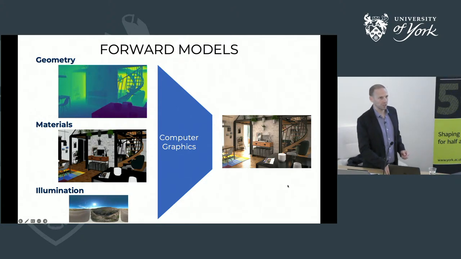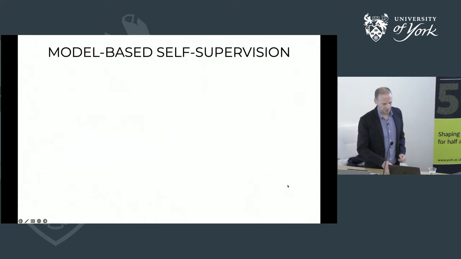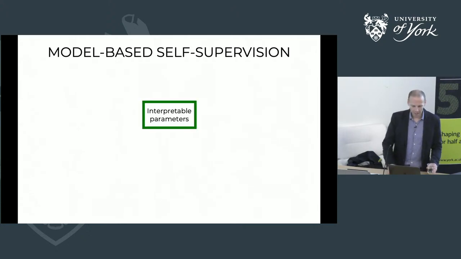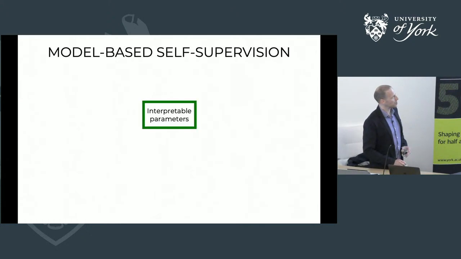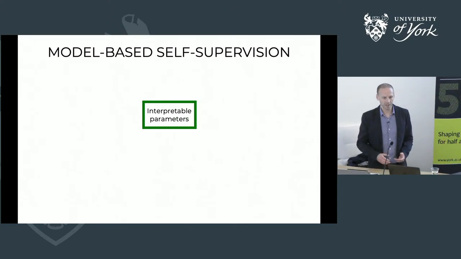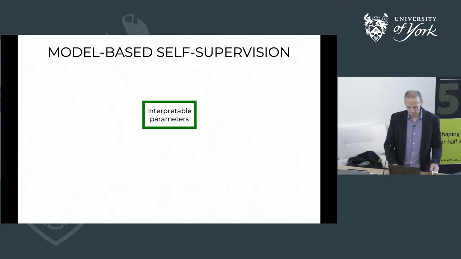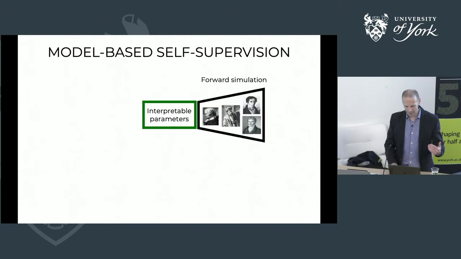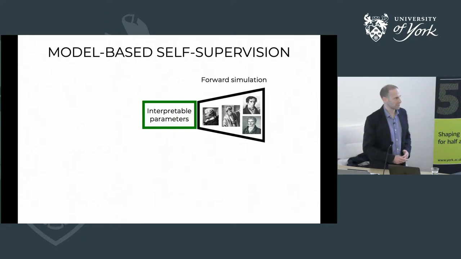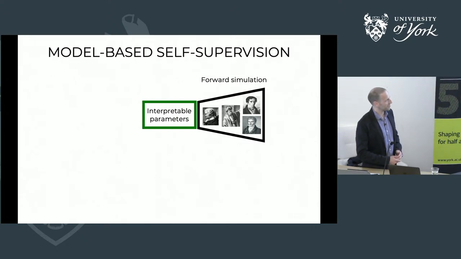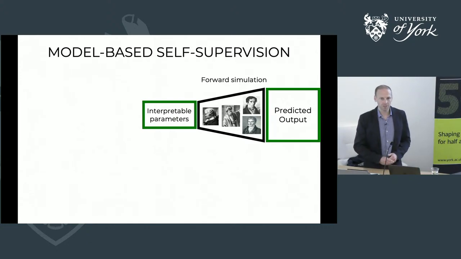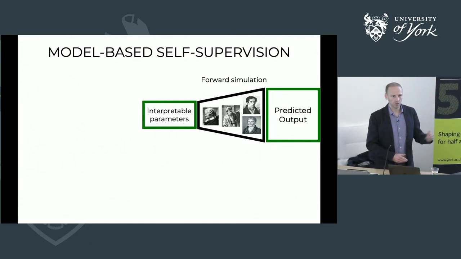Now we will exploit this to train our machine learning system. So this is what I call model-based self-supervision. The idea is we go from some interpretable parameters, so they might be geometry, lighting, that kind of thing. We put them through this forward simulation that exploits all of human knowledge up to this point, all these clever people that came up with these things that are true. And that can make predictions about what the world might look like.